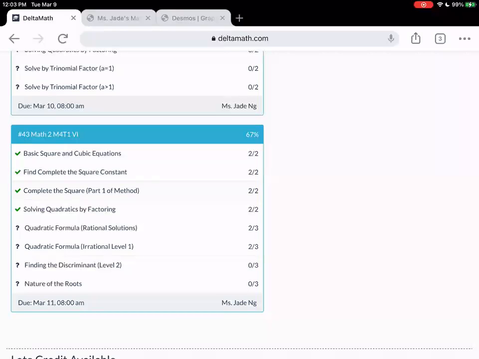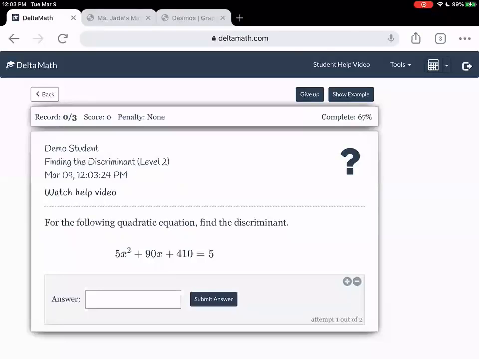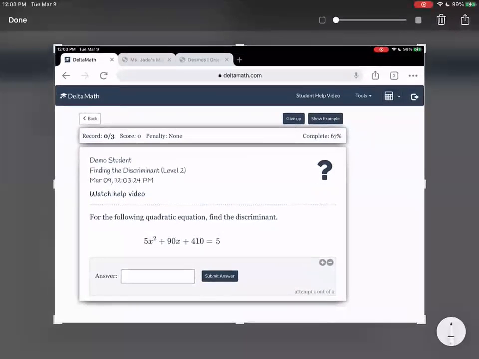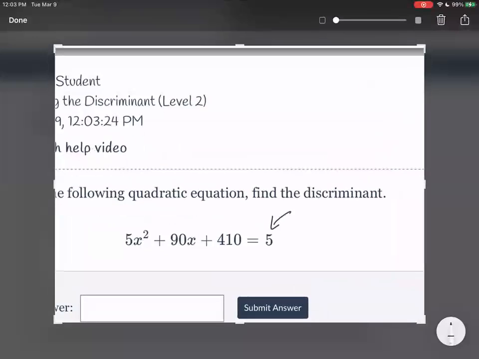All right, so for this video, we're going to talk about discriminants, so finding the discriminant, level 2. This discriminant is a part of the quadratic formula. Before we do anything, I want to make sure this is equal to 0. So I'm going to minus the 5 on both sides, giving us 5x squared plus 90x plus 405 is equal to 0 because those cancel out.